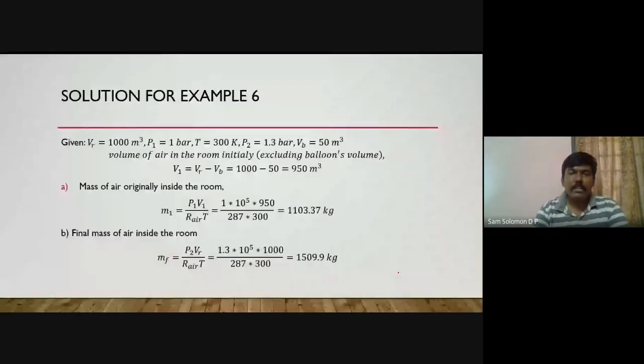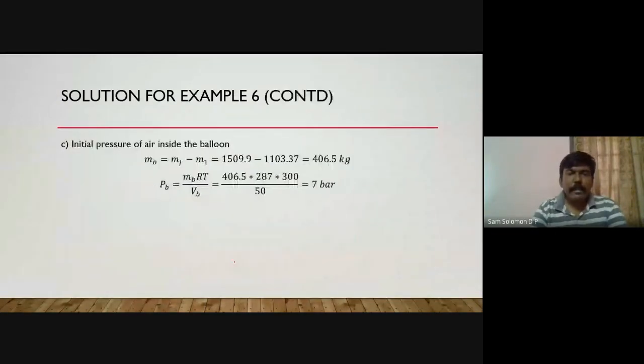Okay. So we have solved subdivisions A and C first. So this is the final mass of air inside the room, that is subdivision C. Here I have used the word F for final, and when I solved it there, I used the word 2. Both are one and the same, so it's not an issue. And we end up getting these values. Okay, so you can substitute the values and check them.